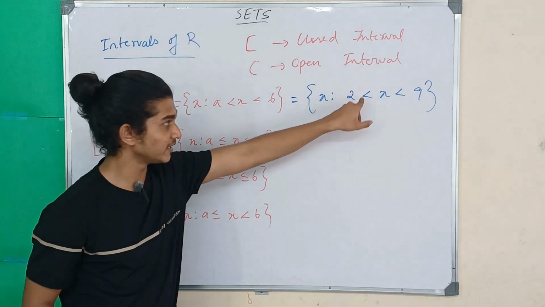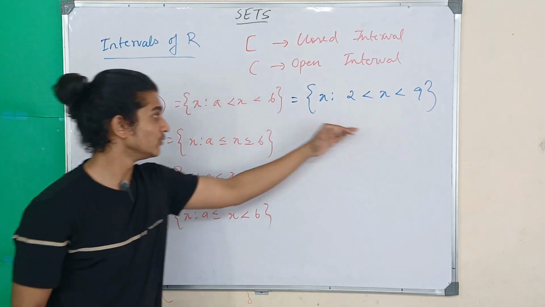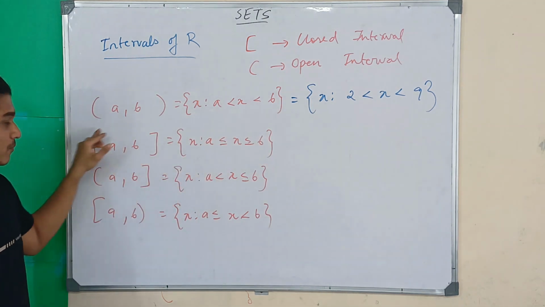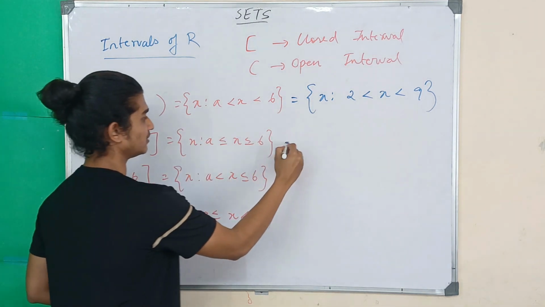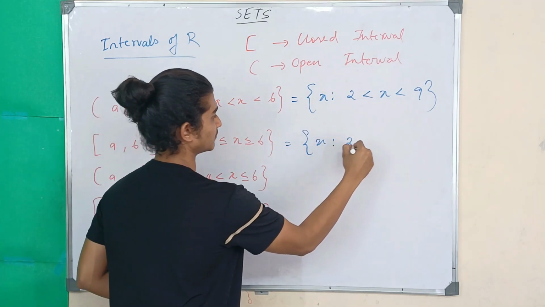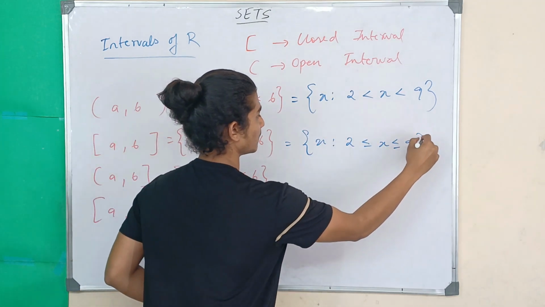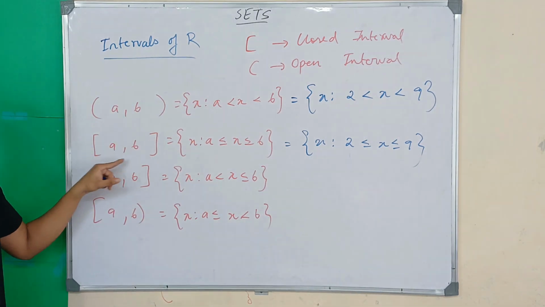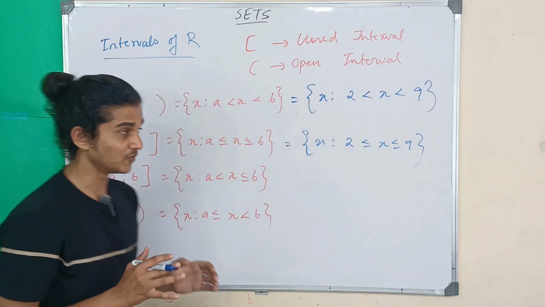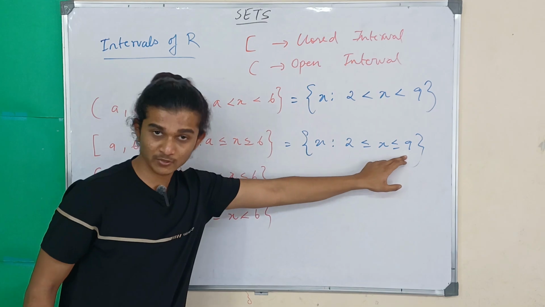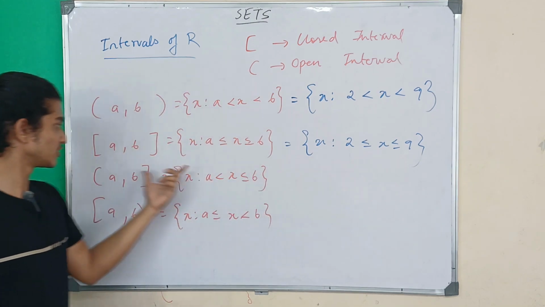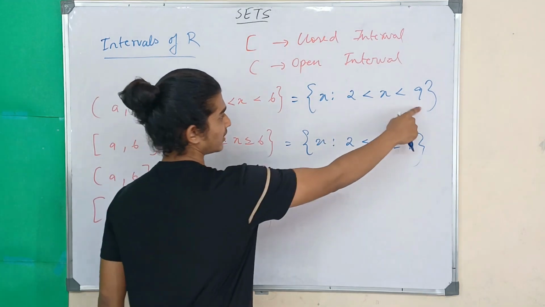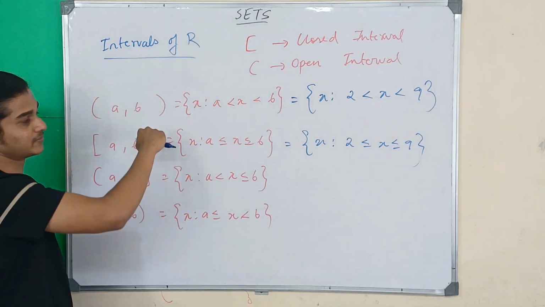If you have only greater than but not equal to, you're going to write using the round bracket here. If you have equal to, you're going to use the box bracket. If the boundary numbers are included, you're going to use the closed interval, which means they're included, so you should use the box bracket. If the boundary numbers are not included, you're going to use the round bracket.